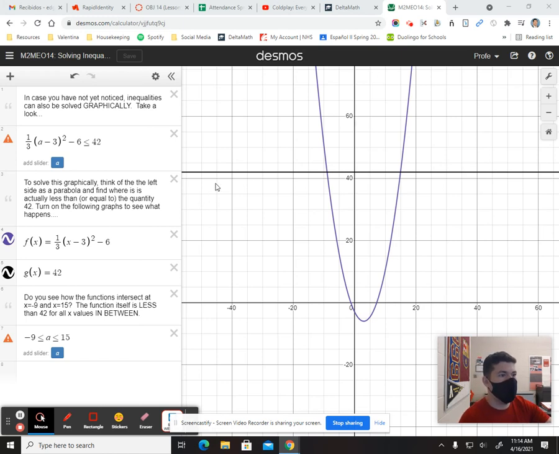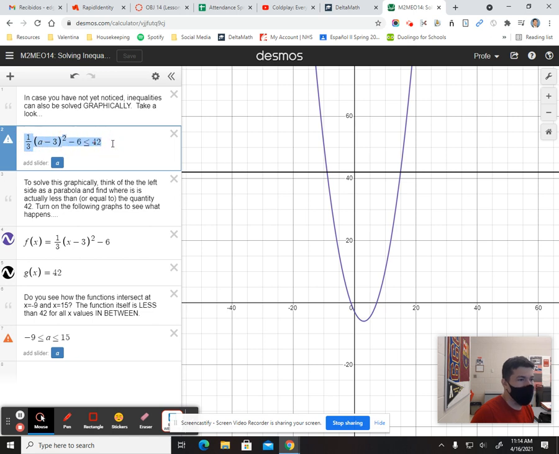All right, guys, so I'm going to explain how to solve inequalities in a different way. All right. So take a look at this inequality.